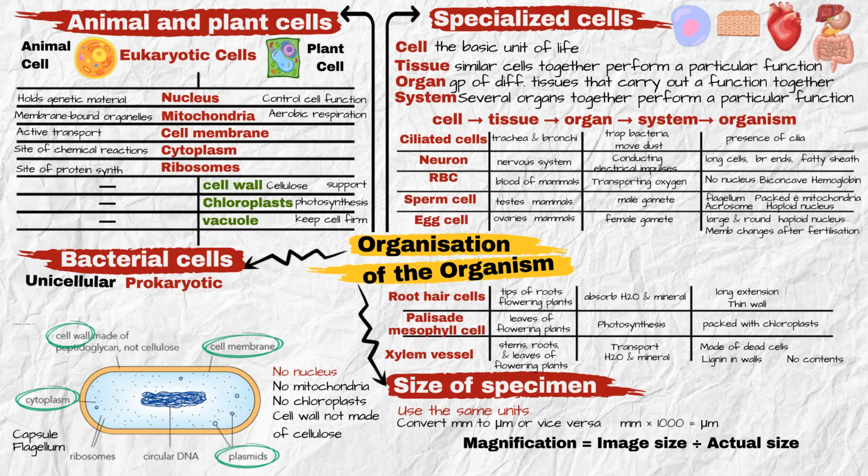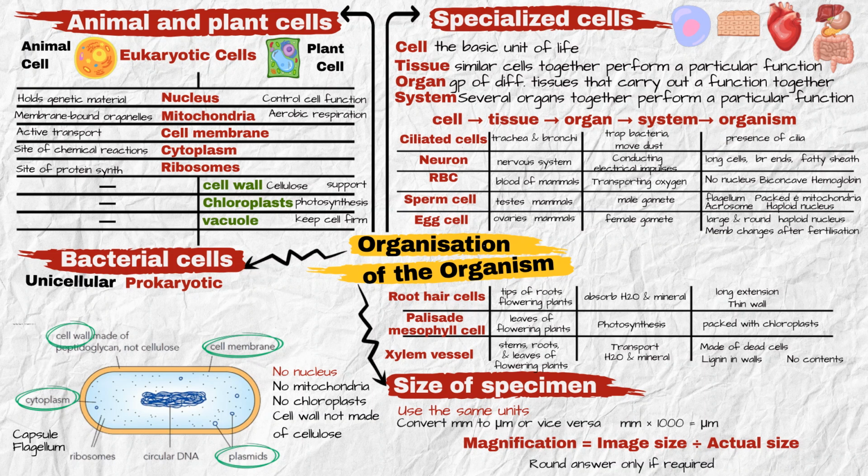Quick recap. To score this mark every time, remember, use the formula, magnification equals image size divided by actual size. Always check the units, convert if needed. Round your answer only if required. This topic is repeated in exams, so master the method.